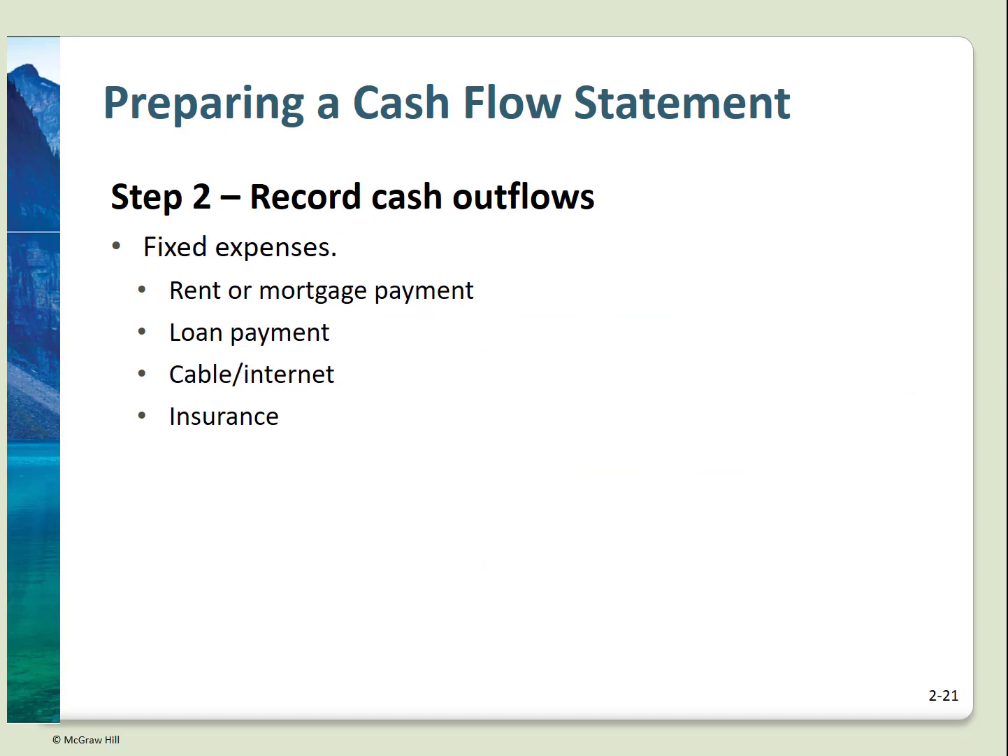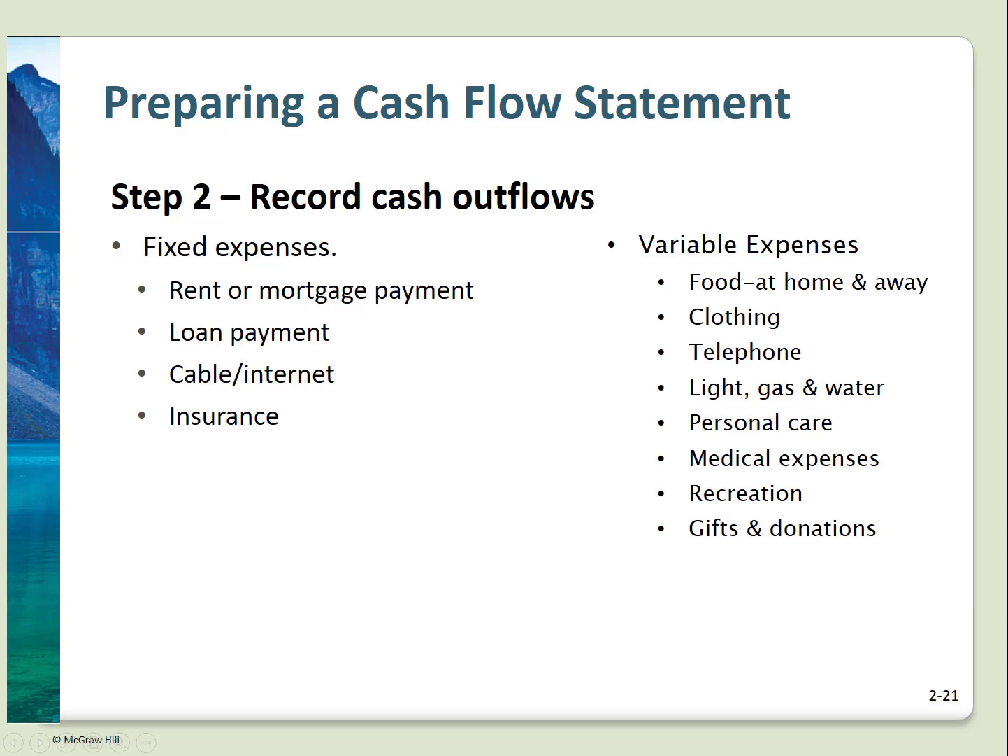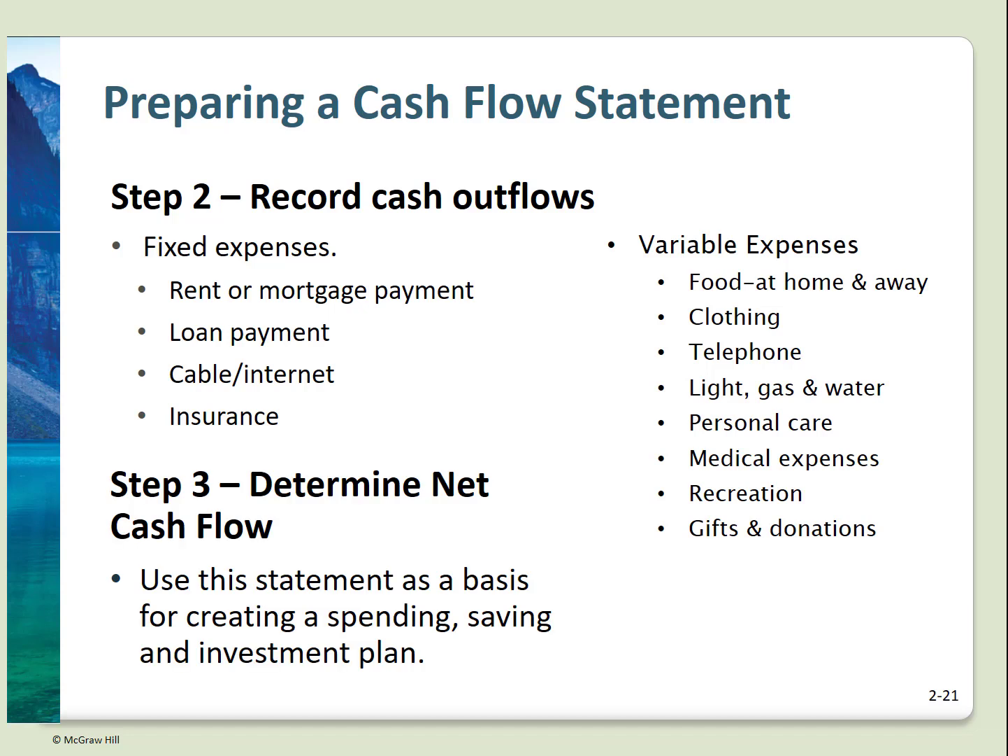Step 2. Fixed and variable expenses. Fixed expenses may include rent or a mortgage payment, a loan payment, cable internet, insurance, life and home. Variable expenses, food at home, food away from home, clothing, your telephone bill, electricity, personal care, medical, recreation. This is important since fixed expenses are exactly that. They're fixed. They must be paid each month. If cuts need to be made, they need to be made from the variable expense list. Step 3, determine your net cash flow. Surplus or deficit.